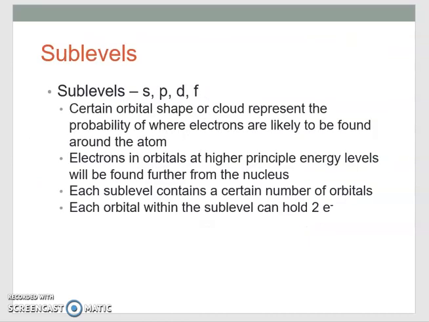The sublevels are certain orbital shapes or clouds that represent the probability of where electrons are likely to be found. We have S, P, D, and F. When electrons are in orbitals at higher principal energy levels, so a sublevel at principal energy level number 4 is going to have electrons that are further away from the nucleus than a sublevel in principal energy level number 1. Each sublevel will contain a certain number of orbitals, and each orbital within the sublevel will be able to hold 2 electrons.